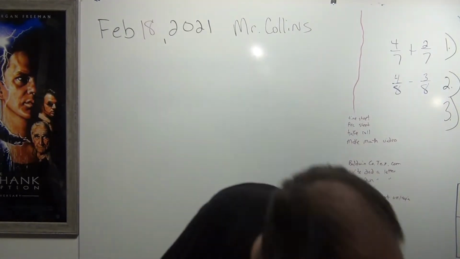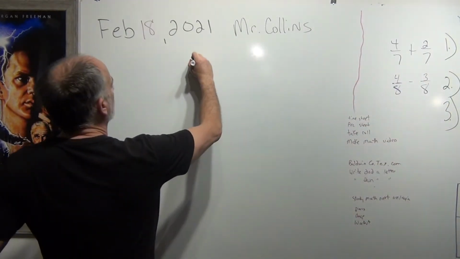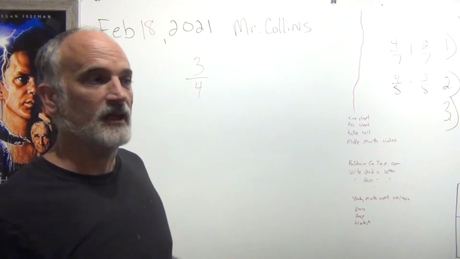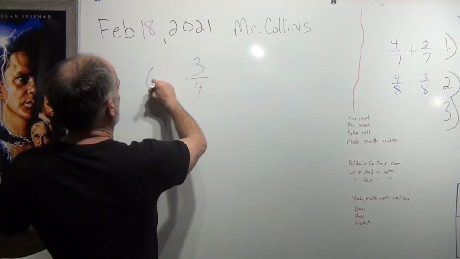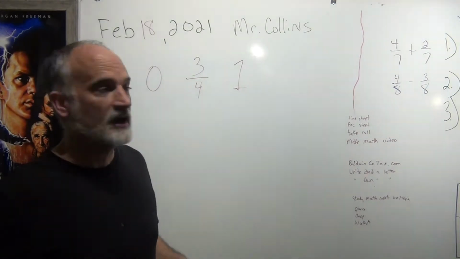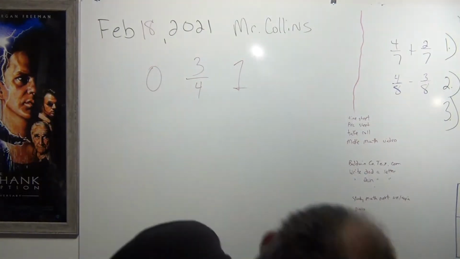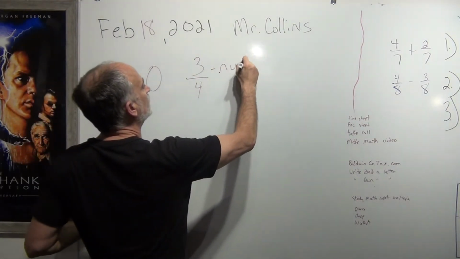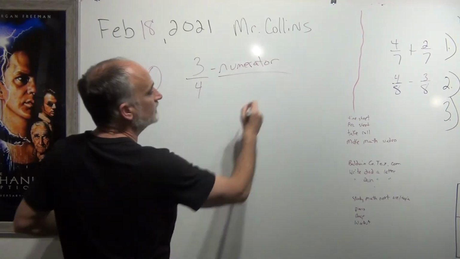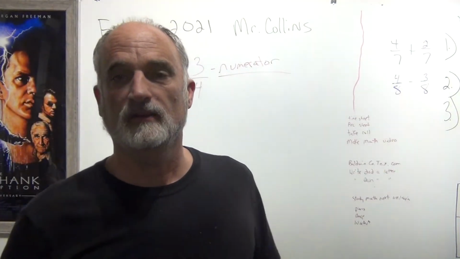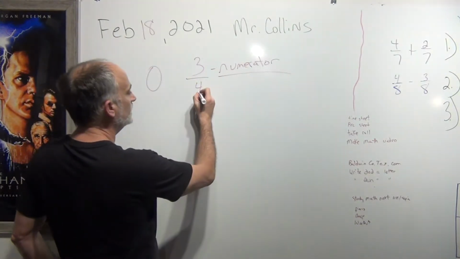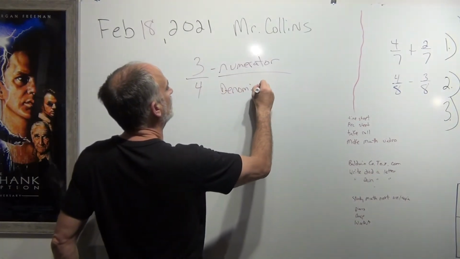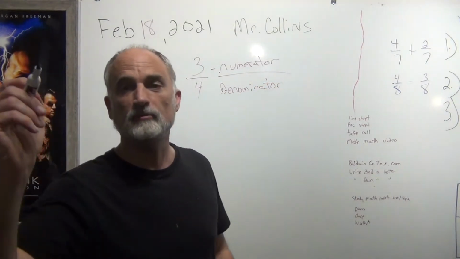Let's look at this for a minute. This, proper fraction or improper fraction? It is between 0 and 1, so it's a proper fraction. Now, what is the 3? The 3 is the numerator. It tells you how many pieces we're counting, okay? And the 4 is called the denominator. It tells you how many total pieces you have.